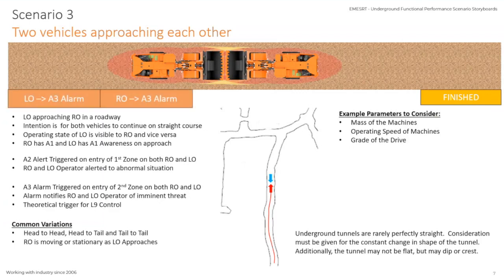Again, I've listed the example there about the fact that our tunnels are rarely straight in the mining community, and that needs to be considered in this one. And we've also got those flat drives, dip drives, or even crests that need to be considered as part of the design process. And again, those example parameters. This one's fairly straightforward, particularly if you've wrapped your head around the previous one.